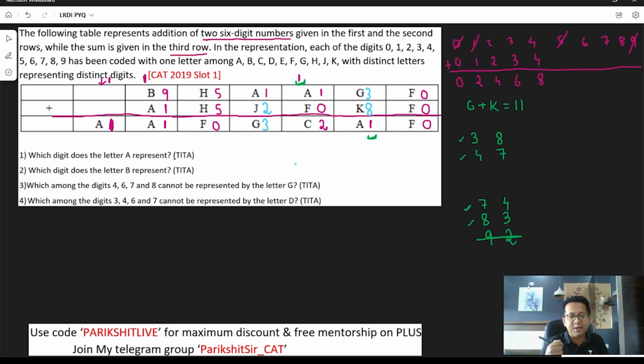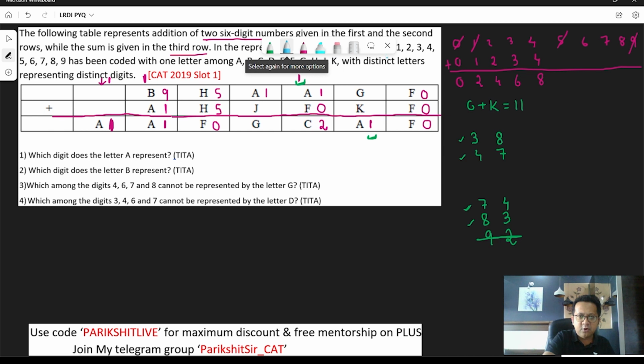But can J be 2? Think about it. No. Why? Because C is already 2. That would mean J cannot be 2, because two characters cannot be represented by the same digit. Can you see? So J cannot be 2. It would mean 3 and 8 is not possible. So 3 and 8, we are just going to remove it. That scenario is not possible. Okay.